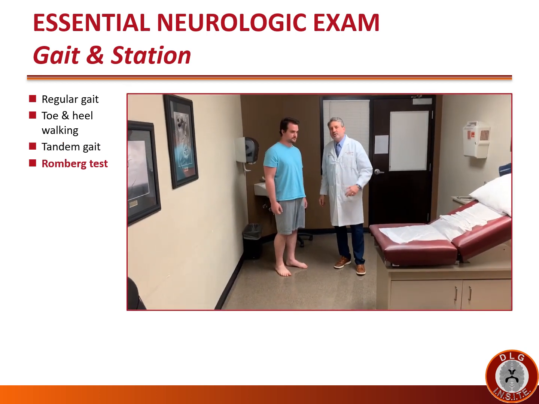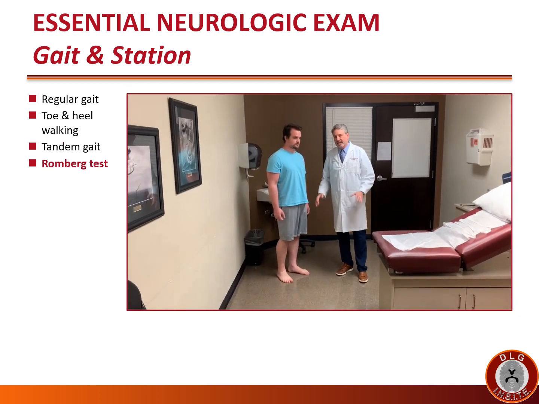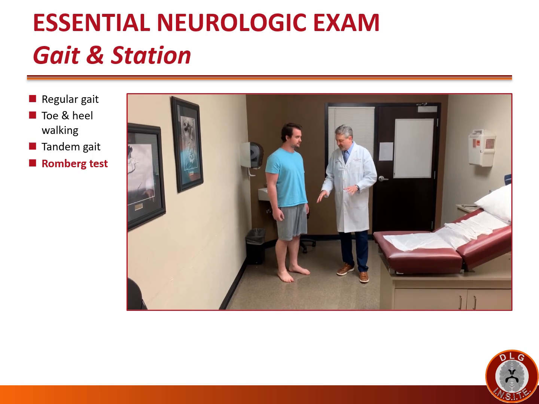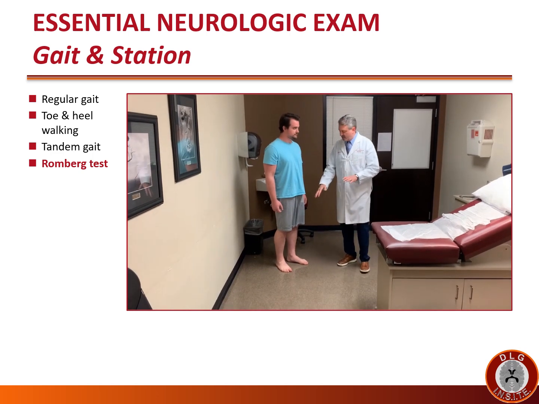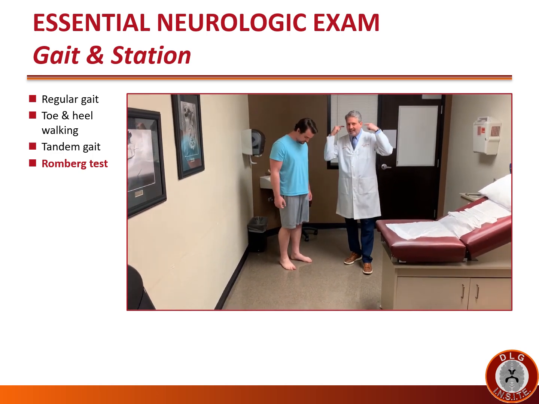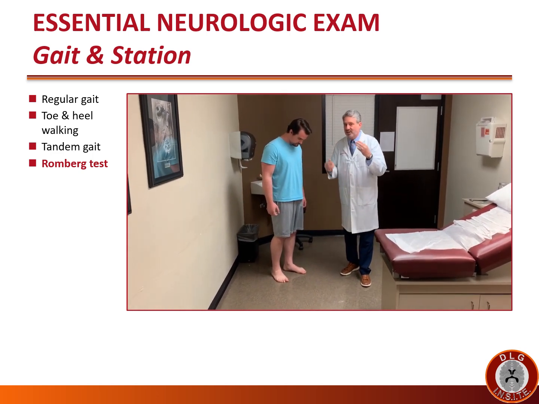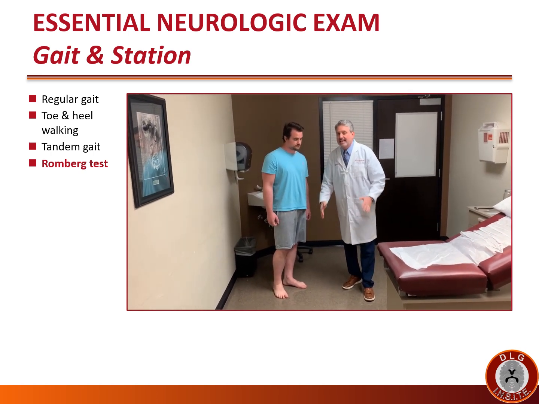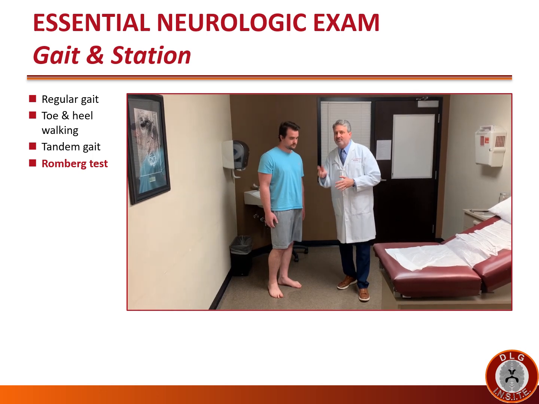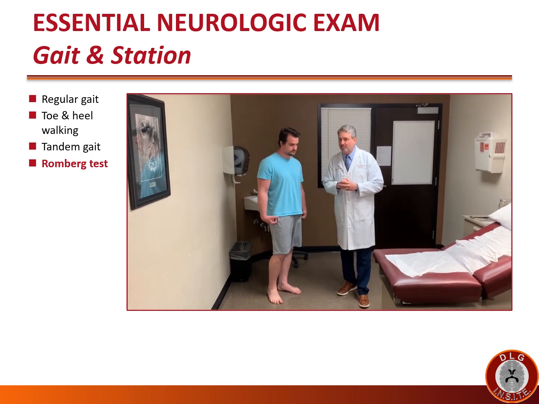The last thing we're going to assess is the Romberg test. Now, the Romberg test actually tests proprioception. A lot of people think it tests cerebellum. It doesn't. So let's explain something. The cerebellum has 3 sensory inputs: vision, vestibular, and proprioception, position sense.